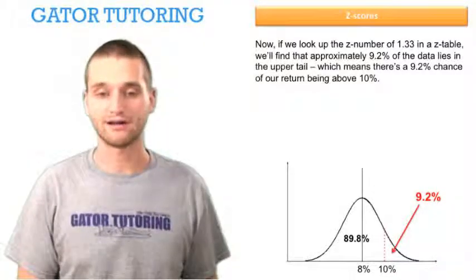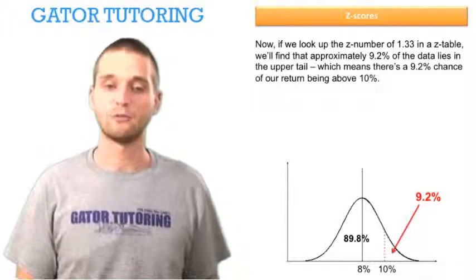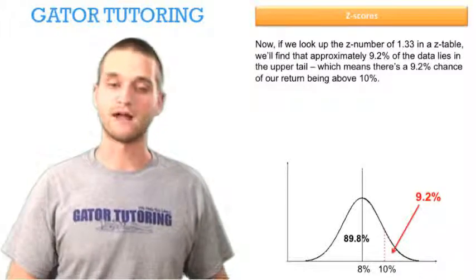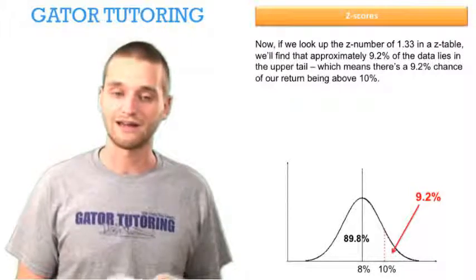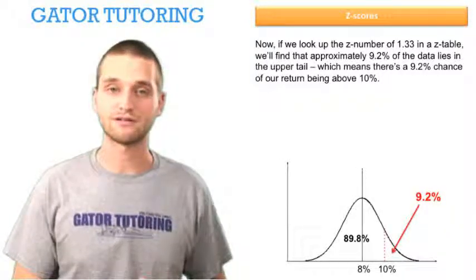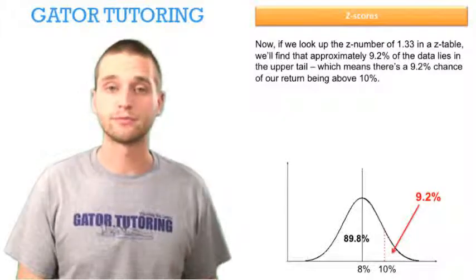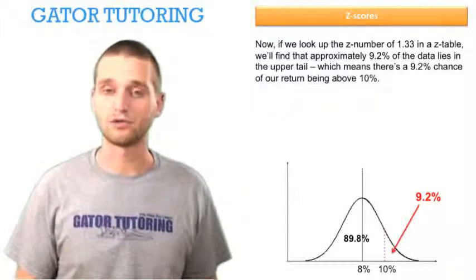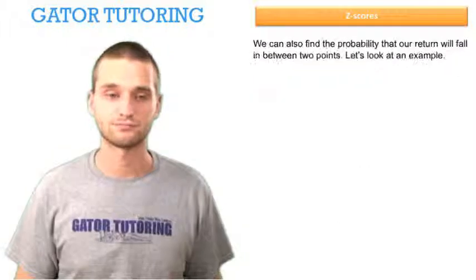So the right tail is the 9.2%, which means that the rest of the interval, everything below 10%, is 89.8% of the data. So there's an 89.8% chance that a future observed rate of return will be below 10%. That's what this is telling us.